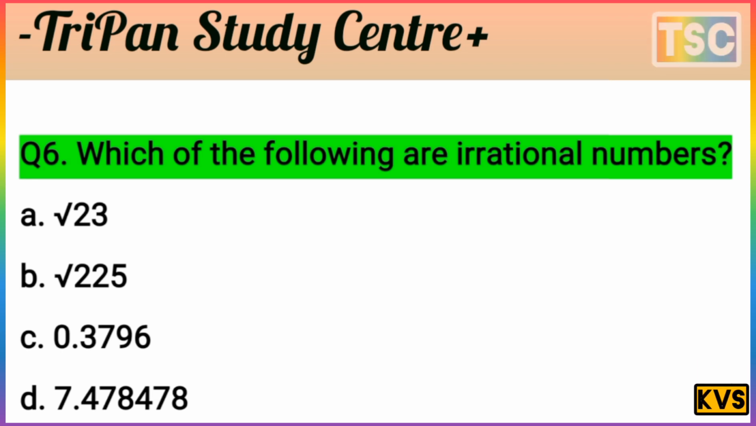And look here at the B option. B option is under root 225, which means the square root of 225 is 15. So it is not an irrational number. Remember here, A is the right option. The right answer is A. Under root 23 is the irrational number. A option is correct for this question.